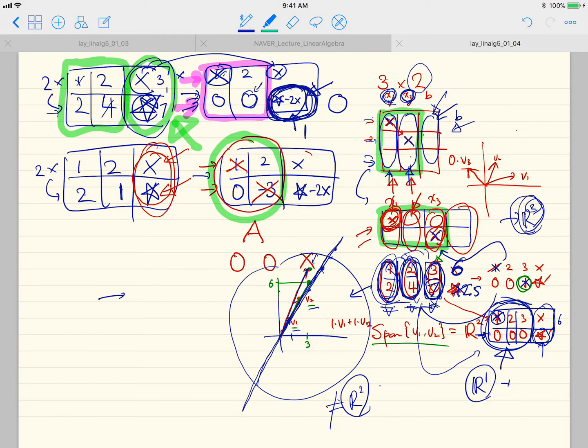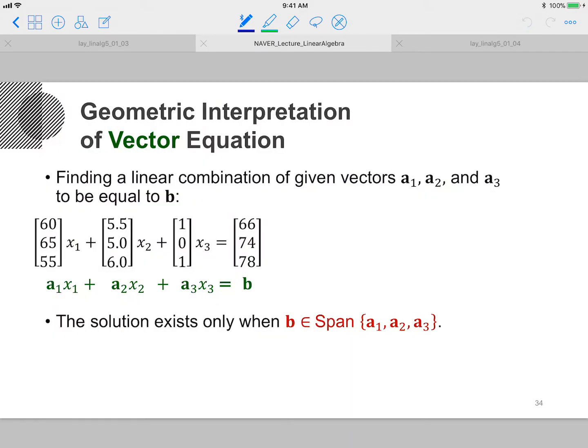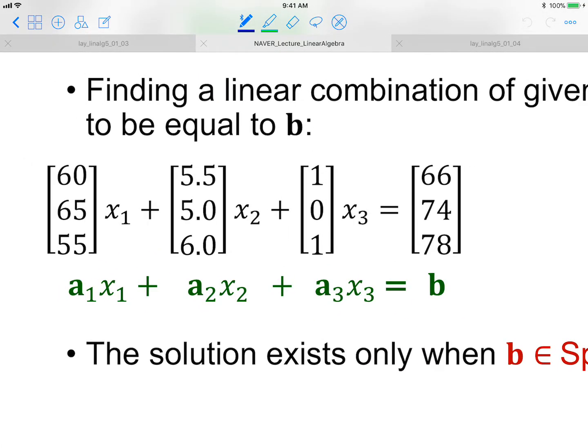Okay, and now we will switch gears a little bit and discuss matrix multiplication and the different perspectives of understanding it. So let's look at this example.